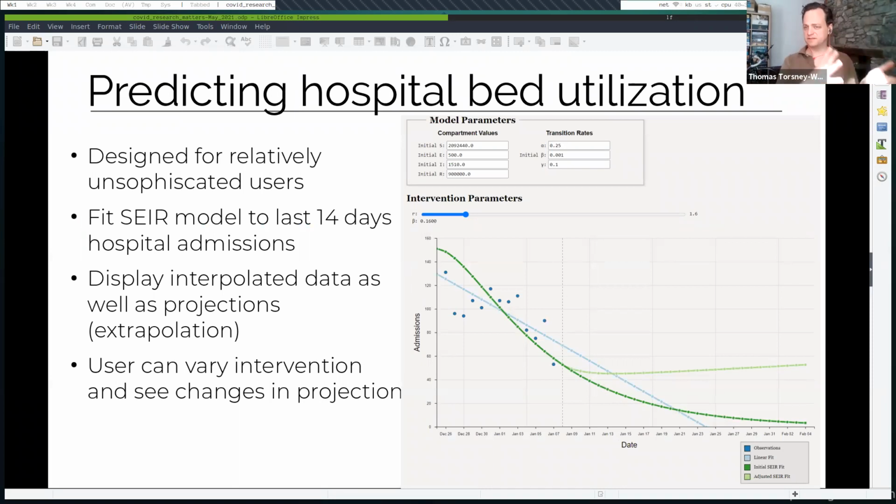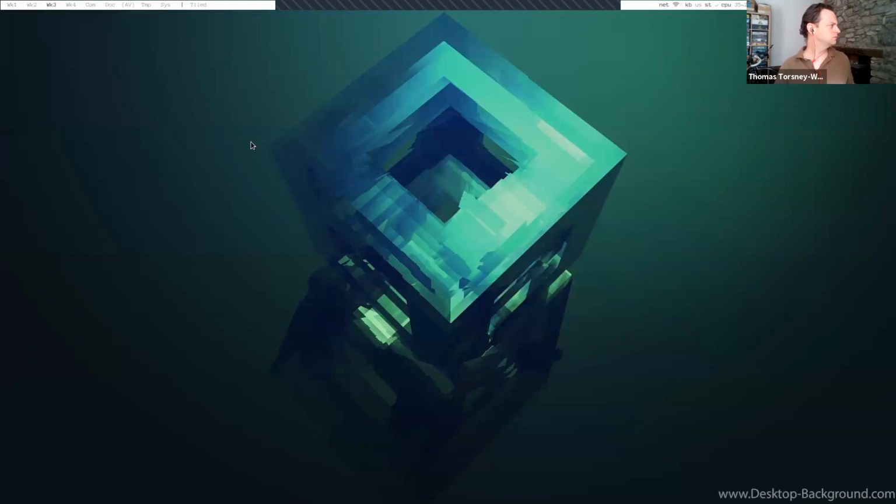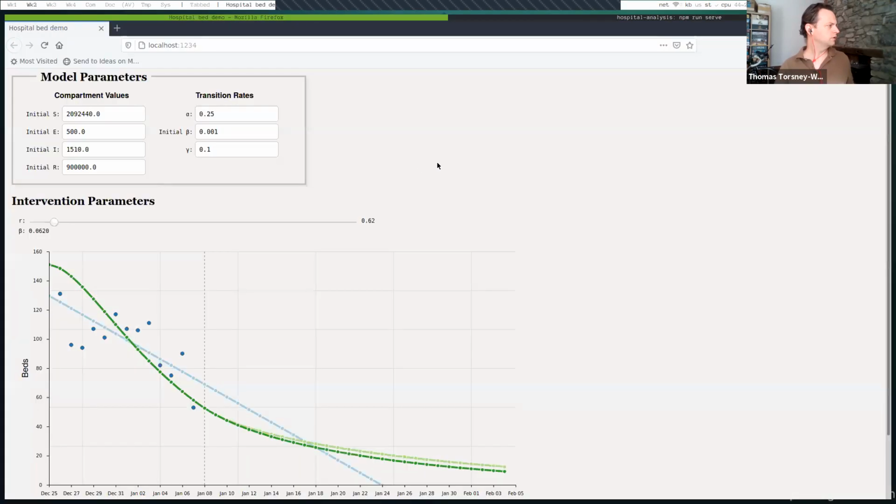That's what we do. We take this SEIR model, we take the last 14 days of hospital admissions, and we run a fitting process to find the least error fit to those 14 days of hospital admissions. Then we put all of that together into an interface that we show to the user on the screen. And I have a demo, which I think, uh-oh, what screen did I put it on? I put it on the screen. So basically this is the interface that people see.